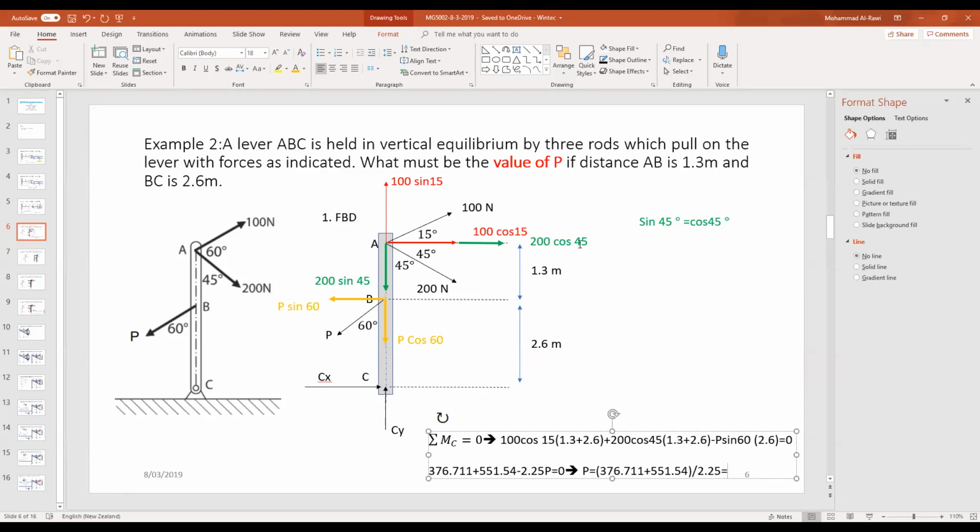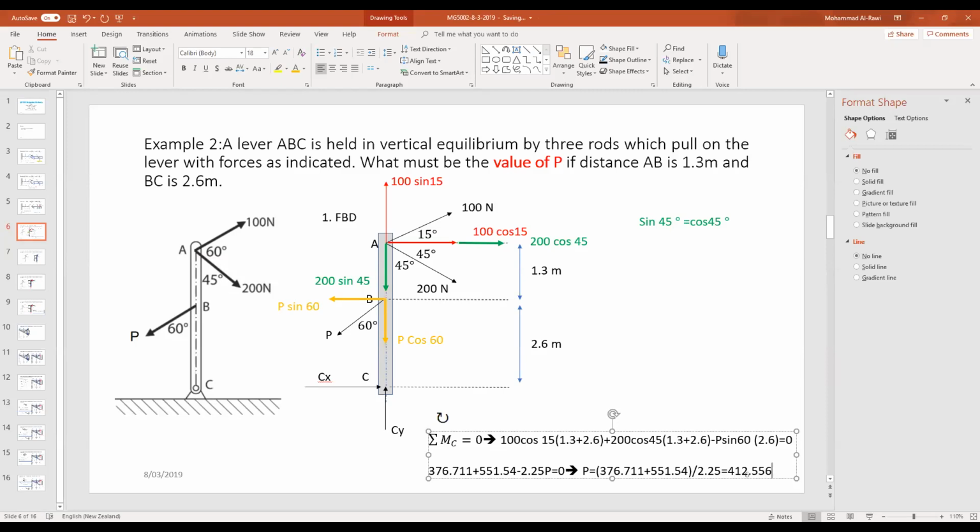So 376.711 plus 551.54, all of that divided by 2.25. So the answer is 412.556. Now, here's the confusing part.